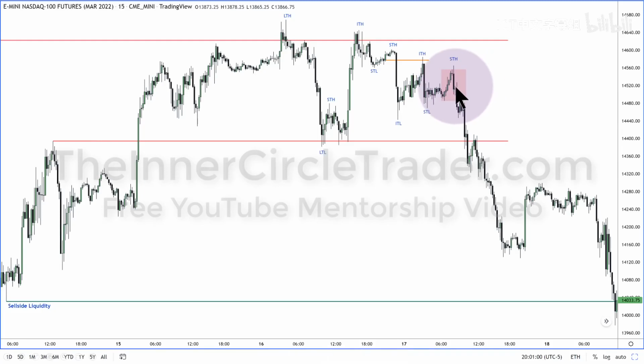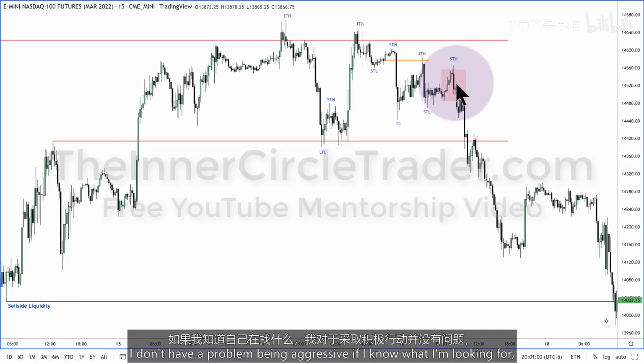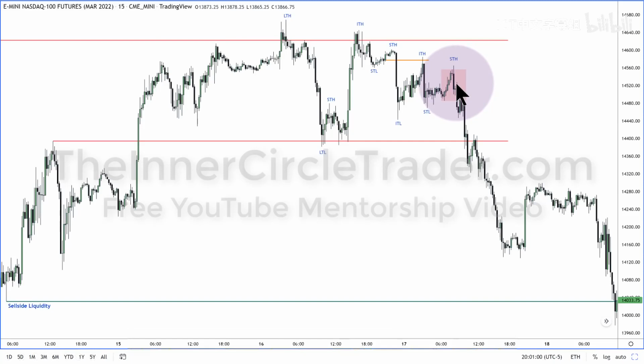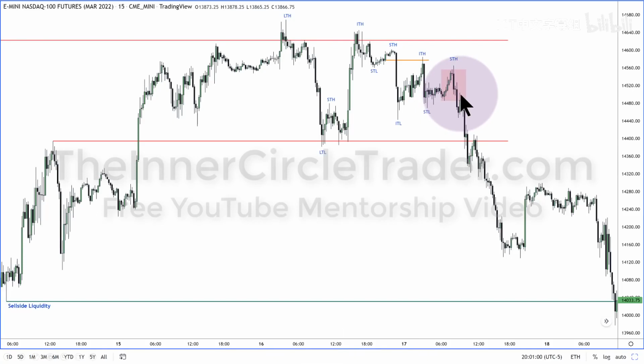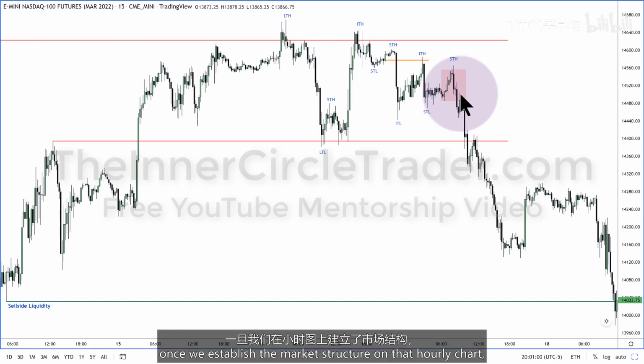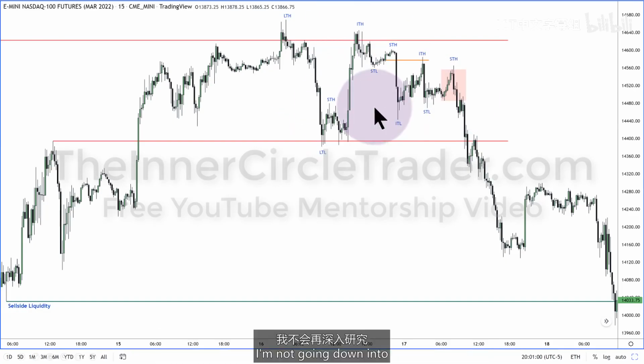If it trades back to this candle's high, don't worry, I'll zoom in a moment, that's your entry right there. That's aggressive, and I don't have a problem being aggressive if I know what I'm looking for. But there's also an imbalance in here, and it rebalances that right there. See that?